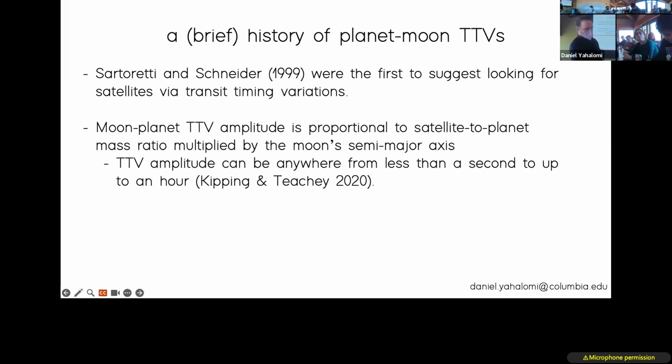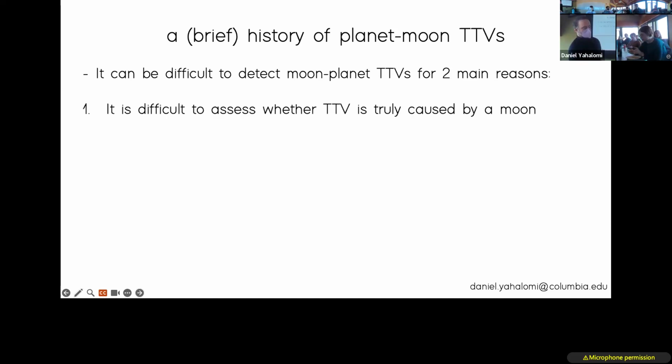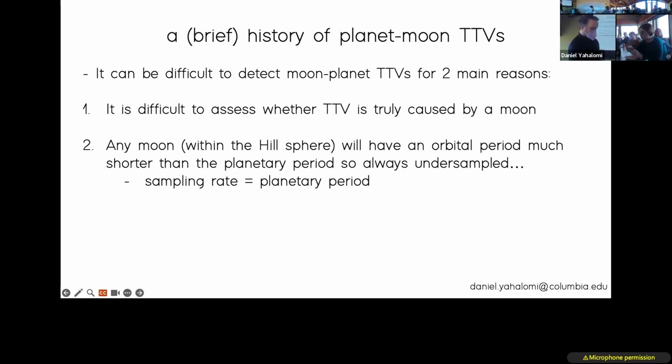And then these can vary from a realistic population from less than a second to up to an hour. But it can be difficult to detect moon-planet TTVs for two main reasons. One is the model selection question. It's hard to determine whether TTV is truly caused by a moon or by a planet or another cause.